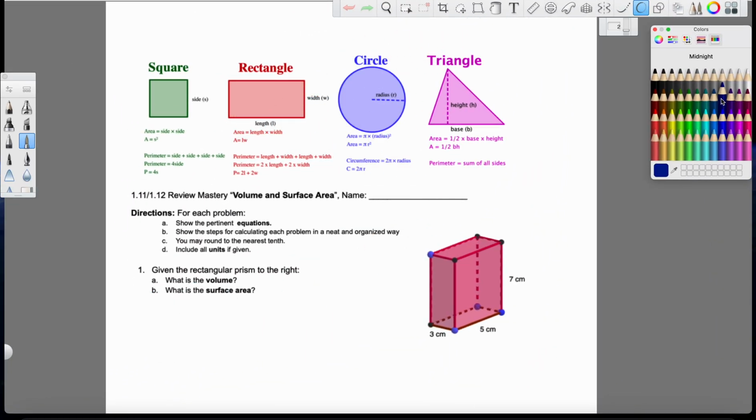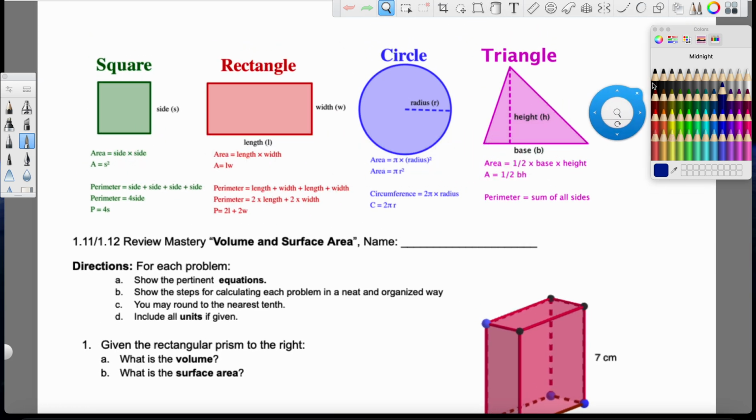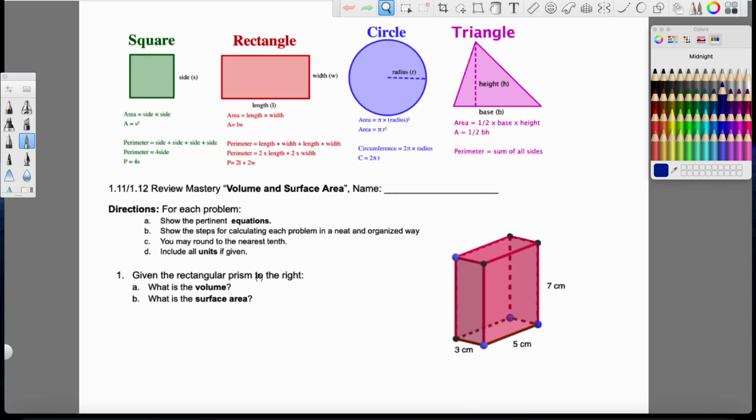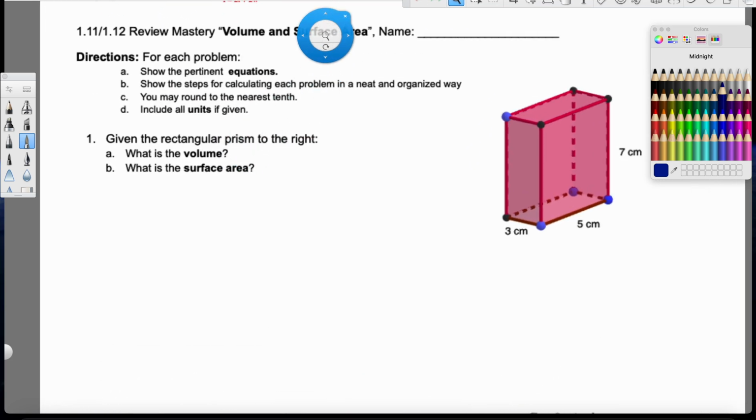In today's video, we are going to look at our review for volume and surface area, sections 111 and 112. I've got our basic equations here for square, rectangle, circle, and triangle for the area and perimeter. We can reference these in building our equations for volume and surface area of these prisms and cylinders that we are going to be looking at.